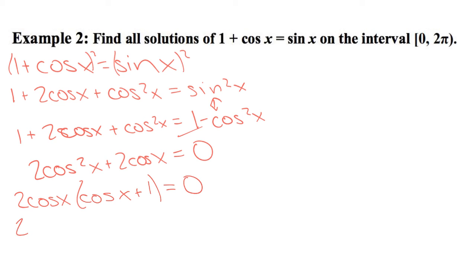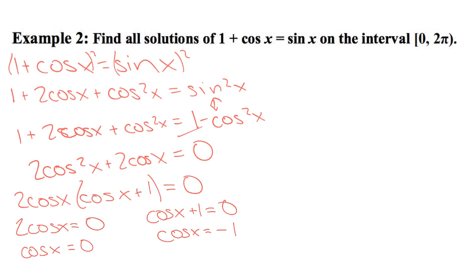Now I can set both of these equal to 0. So 2 cosine x equals 0, and cosine x plus 1 equals 0. That leaves me with cosine x equals 0, and cosine x equals -1.